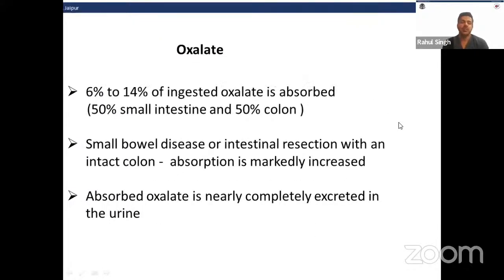Oxalate. 6 to 14% of ingested oxalate is absorbed, mainly from the small intestine and 50% from the colon. Small bowel disease or intestinal resection with an intact colon leads to increased absorption of oxalate from the colon. Absorbed oxalate is nearly completely excreted in the urine.